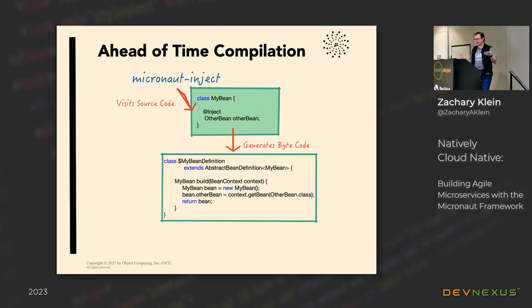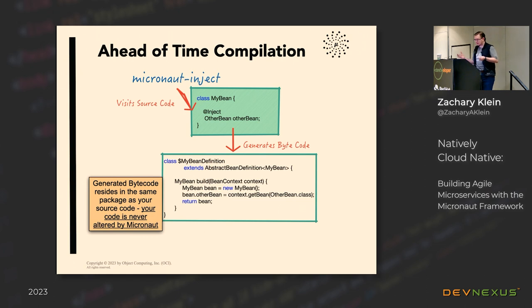There's a library, Micronaut Inject, which uses annotation processing. Micronaut is a very annotation-driven framework. It will analyze your code and build up metadata, the information it needs to then generate bytecode that does things like caching and providing transactions and so forth, or pre-computing SQL queries, for example, if you're using Micronaut Data. The generated bytecode lives in the same package as your source code, so it's able to access private variables and so forth.